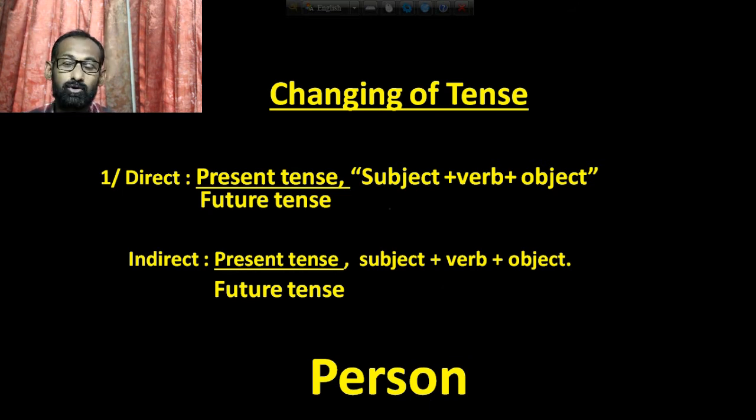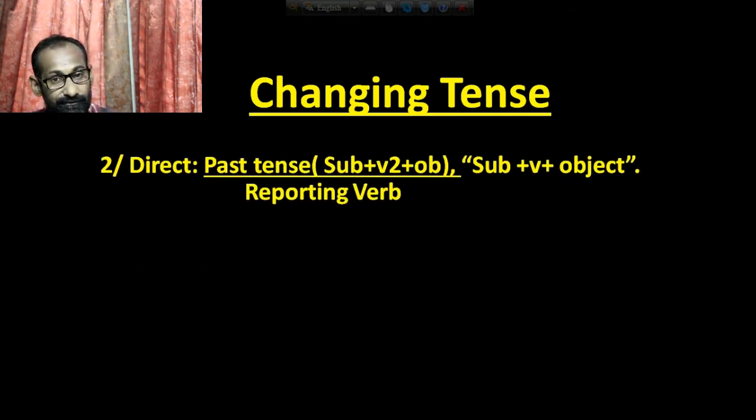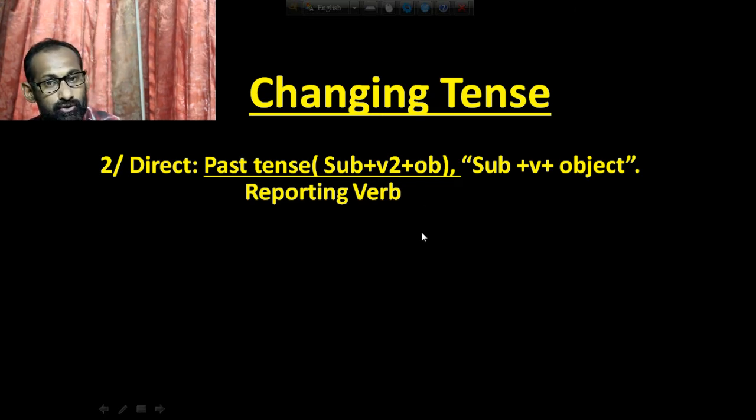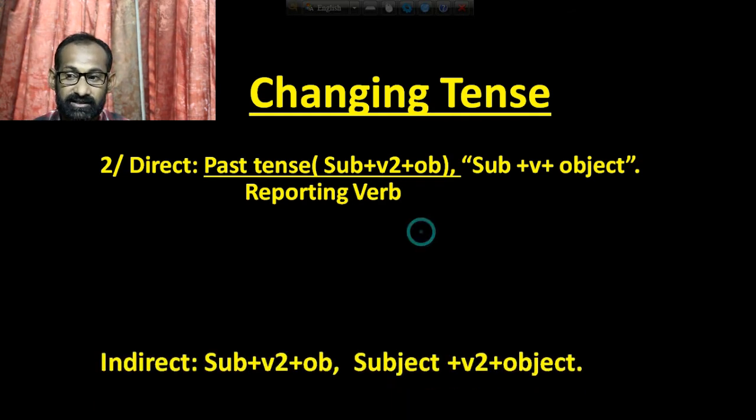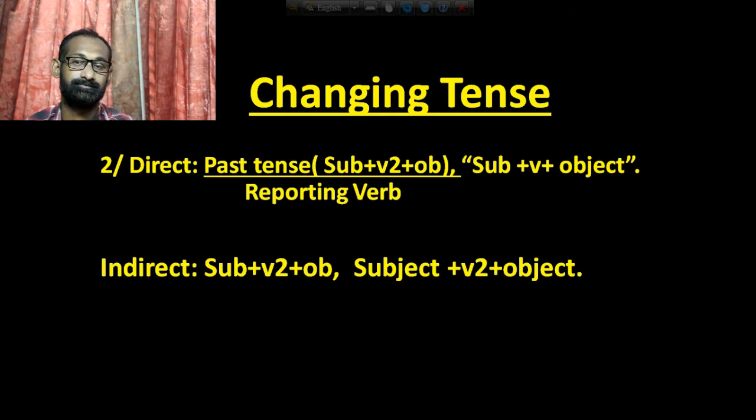Now rule number 2: if you find that the reporting verb is in past tense, that means subject plus verb 2 plus object, then if you want to change it from direct to indirect, there will be a change of the tense of the reported speech.